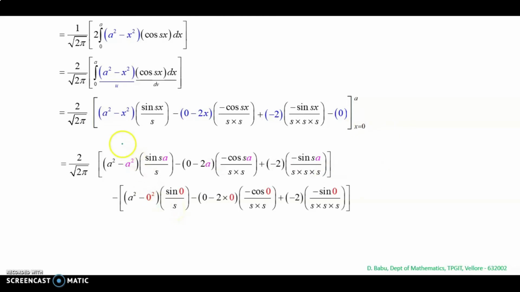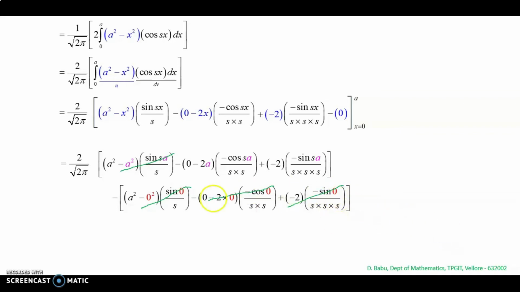So minus, a square minus 0 square, sin 0. This is 0, cos 0, sin 0, which is equal to 2 by square root of 2 pi. Here a square minus a square equal to 0, so 0 into anything is 0. So next, sin 0. You know sin 0 equal to what? 0. So 0 into anything is 0. Next, 2 into 0 is 0. 0 into anything is 0. So what is sin 0? Sin 0 equal to 0. 0 into anything is 0.